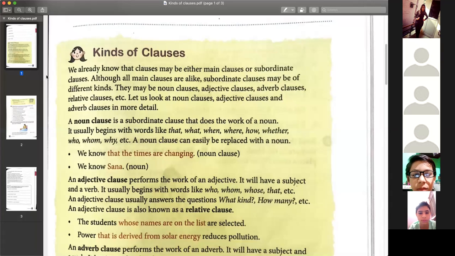Because an adjective clause also starts with words like who, whom, whose, that. But in an adjective clause, we generally get the answer of what kind, how many, how much. Adjective clauses are also known as relative clauses because they are relating to our nouns. The students whose names are on the list. Whose names are on the list? We are talking about the students without any noun in this. So it is an adjective. Yes, Priyanshi, you can say WH words.